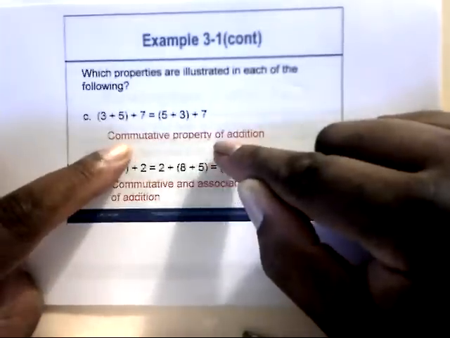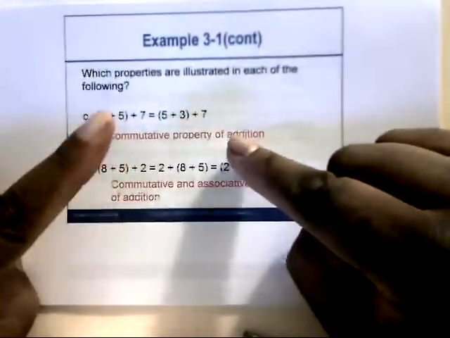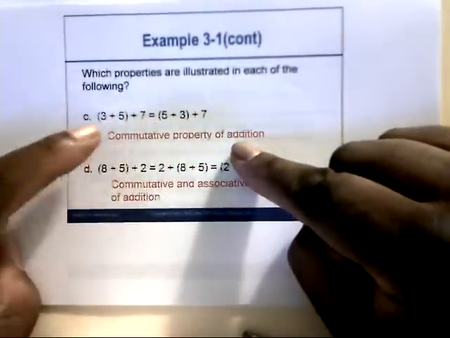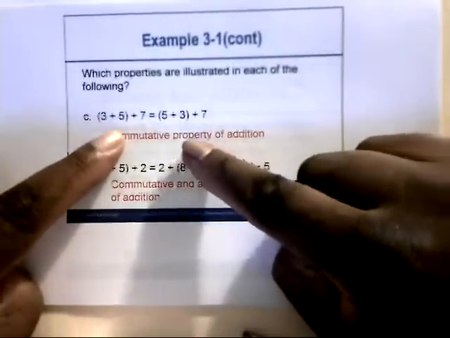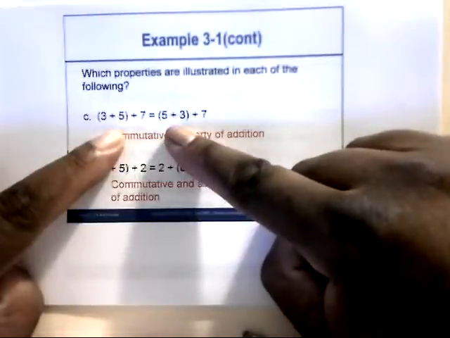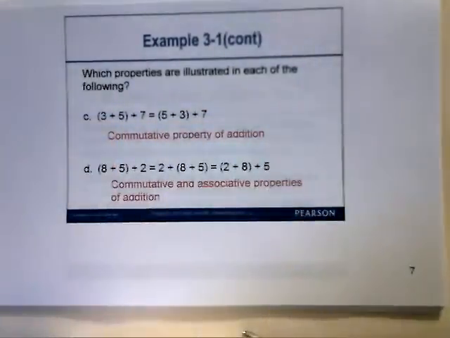People may think that this will be the associative property because they see the parentheses here. That's not necessarily the case. You have to look very carefully at this, 3 plus 5 and 5 plus 3. The order is different inside the parentheses, so it's the commutative property of addition.